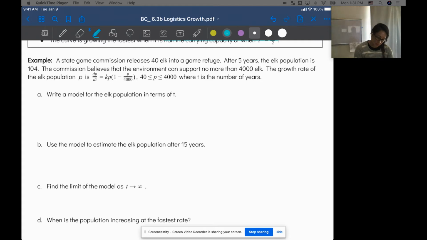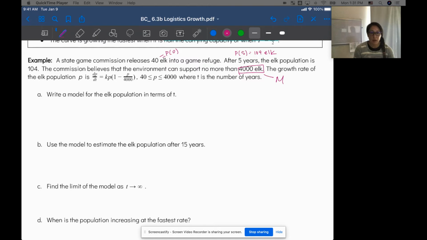Okay, let's break that down. 40 elk were released, so that would be equal to P of 0. And after 5 years, we have 104 elk, so P of 5 is equal to 104 elk. I have a carrying capacity of 4,000 since we can't have more than 4,000 elk in the refuge.